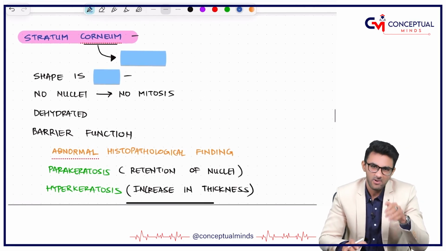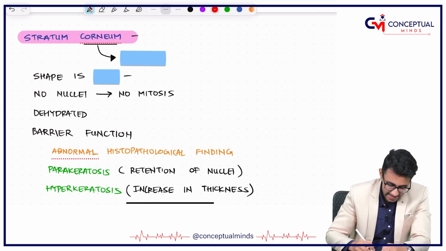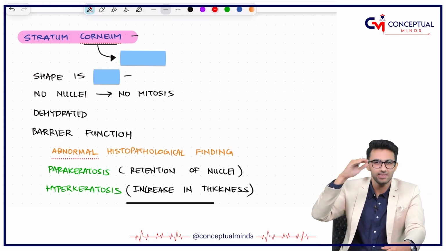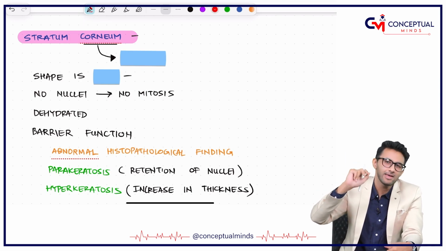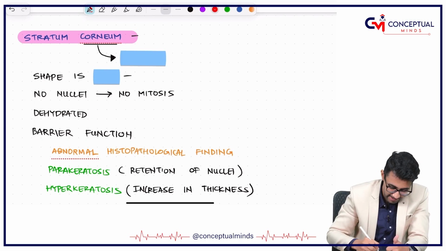Stratum corneum. So what is stratum corneum? This means this is a layer which is keratinized. Mind you, it is the topmost layer. Okay, coffee, right? Corneum, coffee, and corneum means keratin.